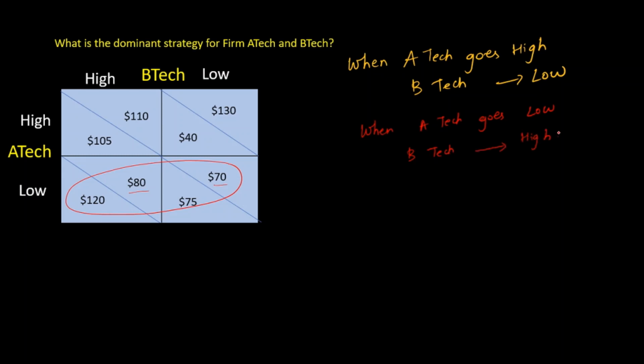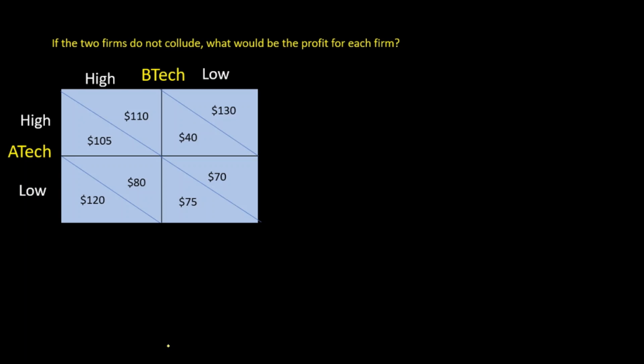So we can see that in this case, there is no dominant strategy for B Tech because they cannot always go low or always go high irrespective of what A Tech does. So the actions of B Tech are highly dependent on the pricing strategy of A Tech. If the two firms do not collude, what would be the profit for each firm? Now, if both the firms do not collude, then A Tech would always charge a lower price since that is its dominant strategy. So the profits for A Tech would always lie in this part of the matrix.